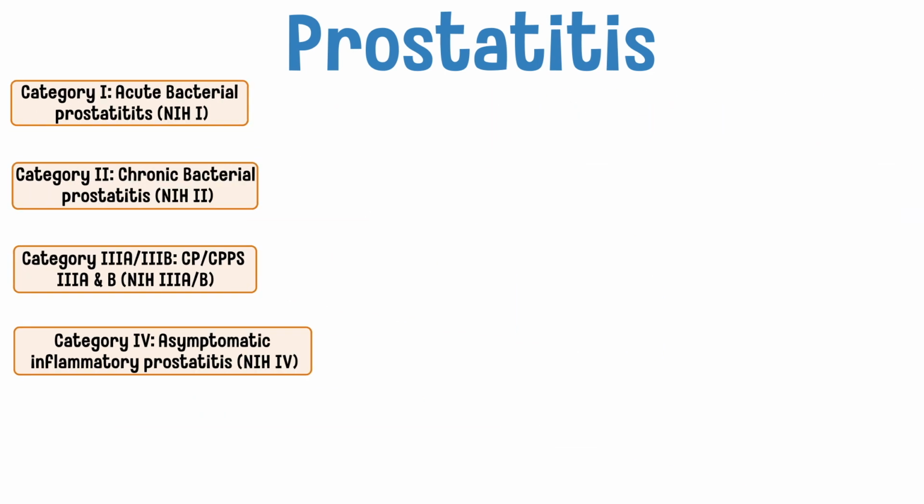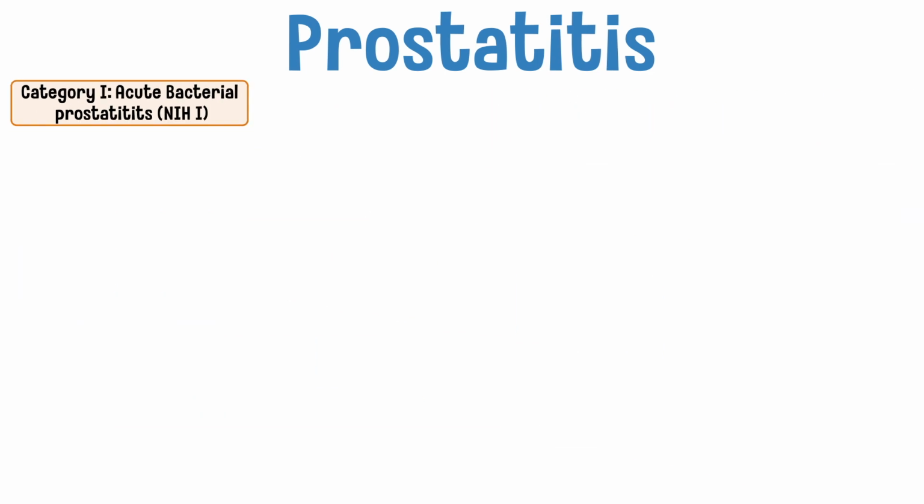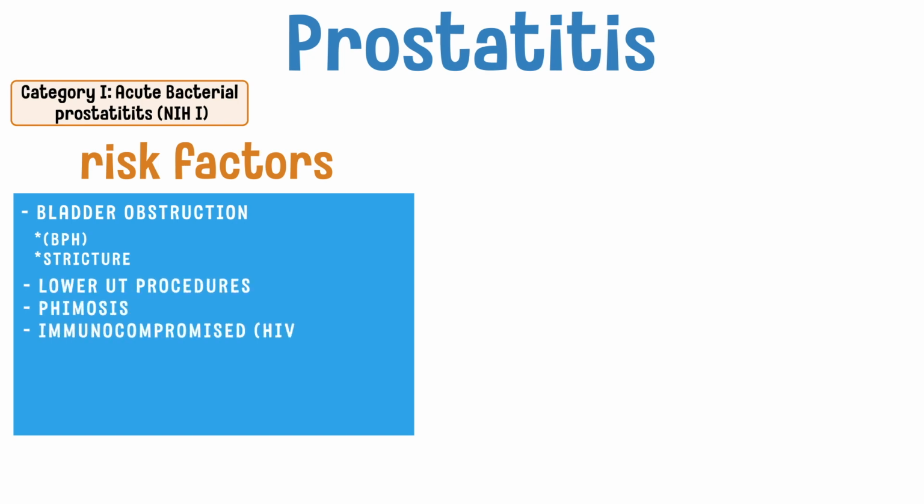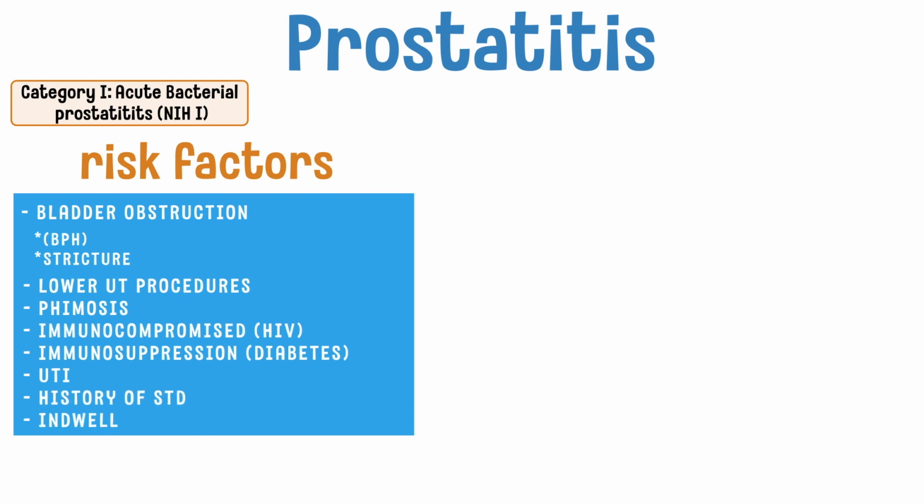First, let's talk about acute bacterial prostatitis. The risk factors include bladder outlet obstruction, such as benign prostatic hyperplasia or stricture disease, lower urinary tract procedures like prostate biopsy or urethral catheterization, phimosis, immunosuppression due to HIV or diabetes, urinary tract infection, history of sexually transmitted disease, and indwelling urethral catheters. The infection can be caused by several organisms.